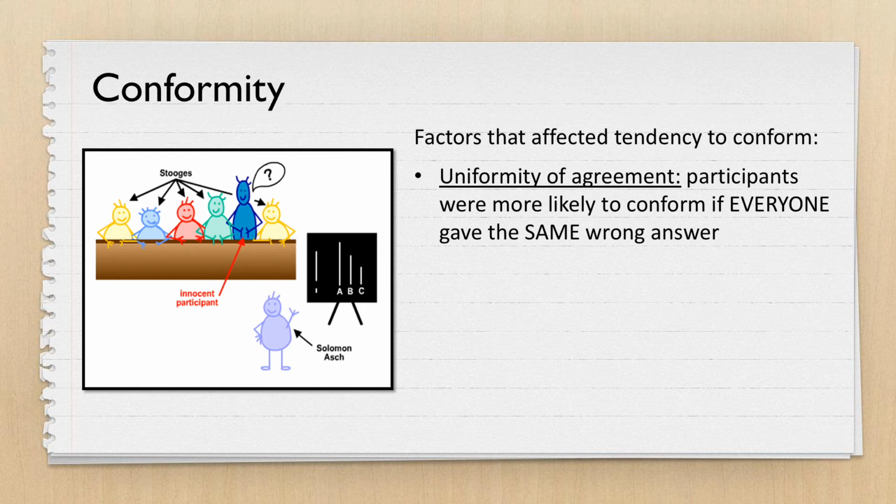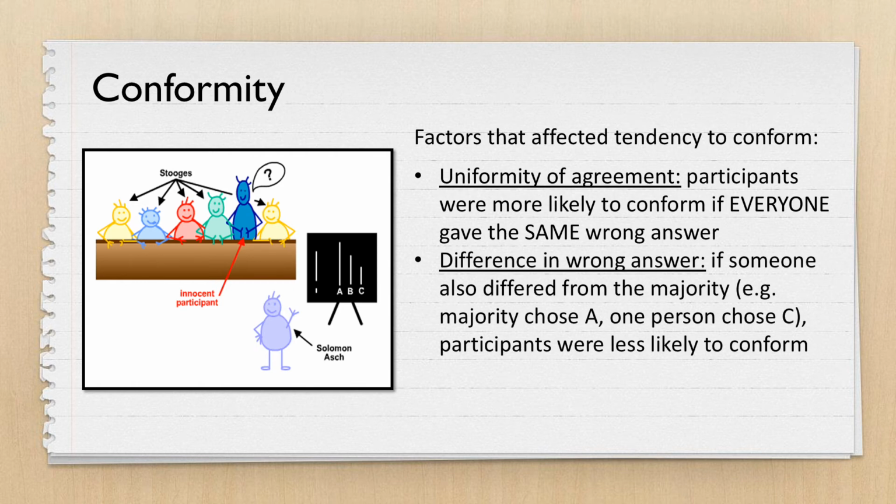The first is uniformity of agreement. Conformity is more likely when there is uniformity of agreement. When all the Confederates gave the same wrong answer, participants were more likely to conform. But if there was just one Confederate who gave the right answer, participants were 75% less likely to conform. So it just shows one single dissenter can be quite powerful.